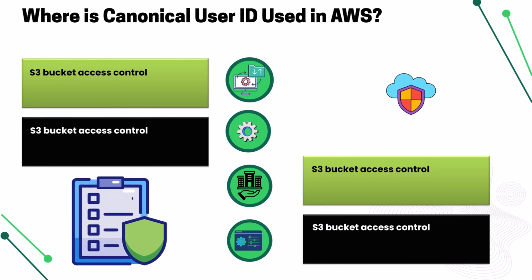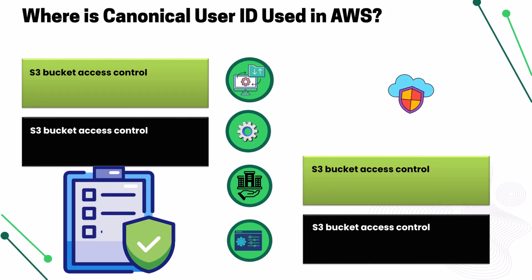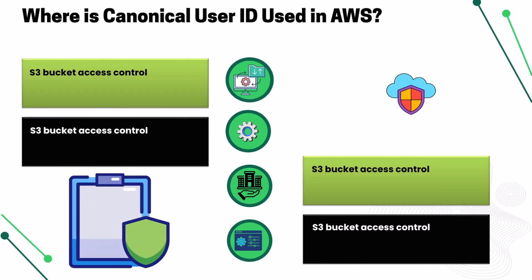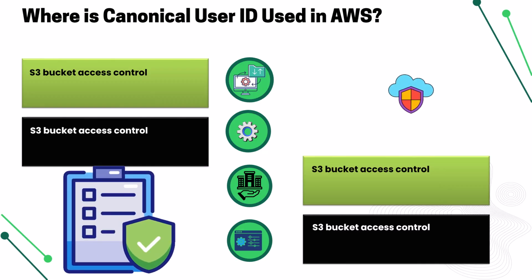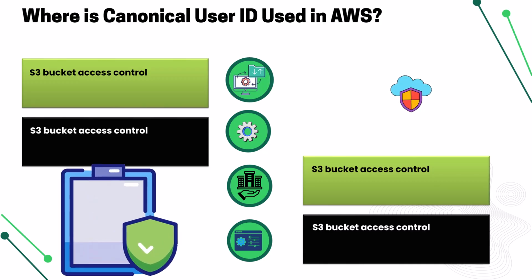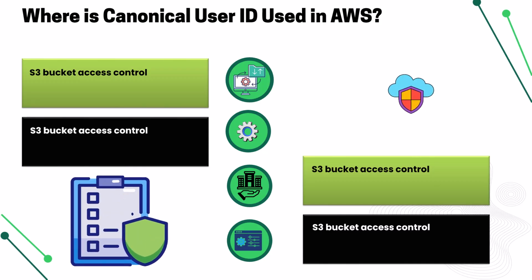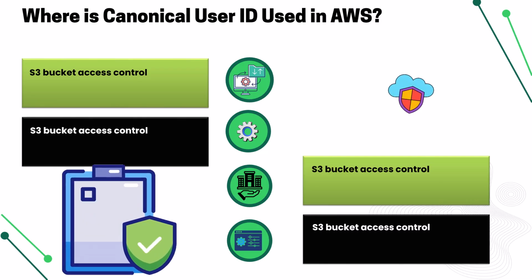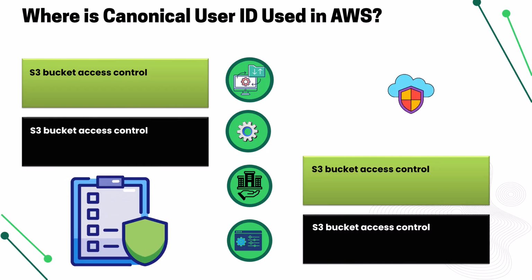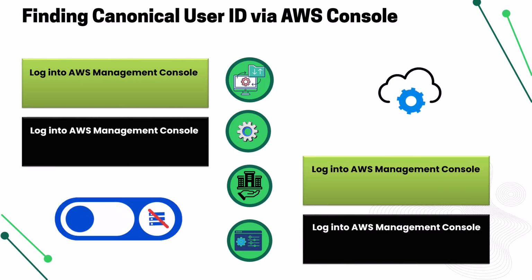Now, where does this magical ID come into play? It's a key player in S3 bucket access control, cross-account resource sharing, and IAM user identification. Plus, it helps with security and compliance tracking. Think of it as AWS's way of making sure the right people have access, like a VIP list for your cloud resources.